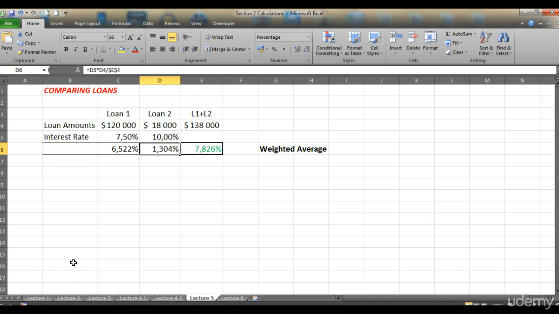Calculating weighted average is not a complicated process as long as the relative role of each loan is expressed in fractional form. The total amount borrowed is always the denominator and each loan represents the numerator.